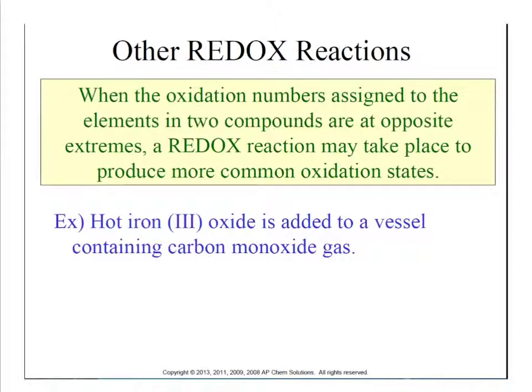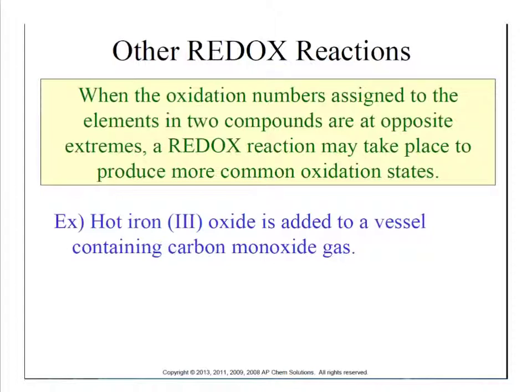Alright, let's take a look at some other redox reactions that don't fit into any other category. So you're going to start recognizing oxidation states because you assign the same ones over and over and over again. Oxygen tends to be -2, hydrogen +1, chromium is 6 or 3. And you recognize those because those are the most common oxidation states for those elements.